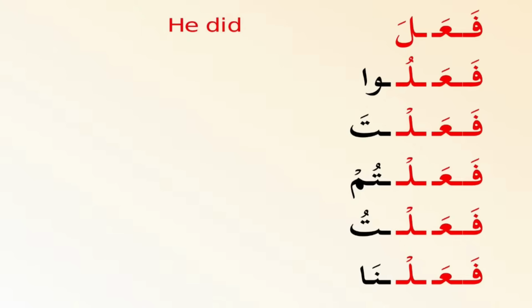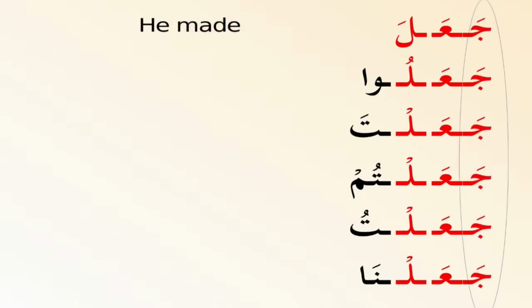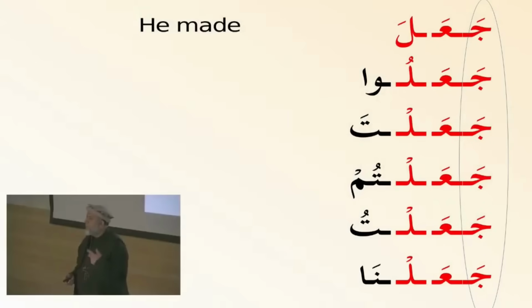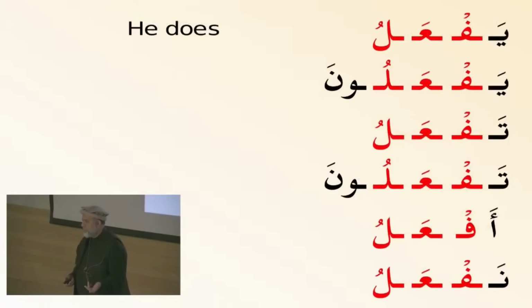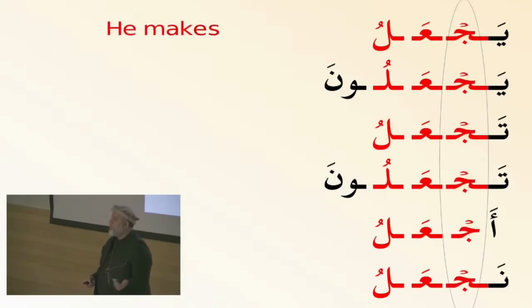In our lifetime, when we want to really be good at Arabic, this is how fast we should be able to think about this, right? Okay. Then ja'ala, ja'alu, ja'alta, ja'altum, ja'altu, ja'alna. Got it? Okay. Now we are going to put yaf'alu, yaf'aluna, taf'alu, taf'aluna, af'alu, naf'alu. Got it? Right. So putting the ya in the front for the third person made it future or present. It's simple as that. Okay. So yaj'alu, yaj'aluna, taj'alu, taj'aluna, aj'alu, naj'alu.